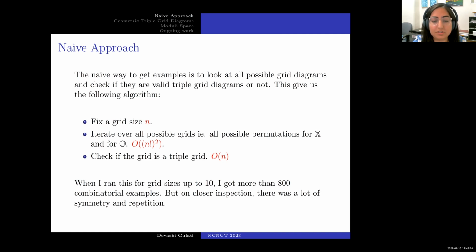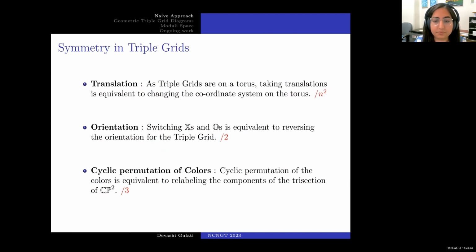But on closer inspection, there was a lot of symmetry and repetition. Translation. As triple grids are on a torus, taking translations is equivalent to changing the coordinate system on the torus. Orientation. Switching X's and O's is equivalent to reversing the orientation for the triple grid. Cyclic permutation. If we just permute the colors, that's equivalent to relabeling the components of the trisection.